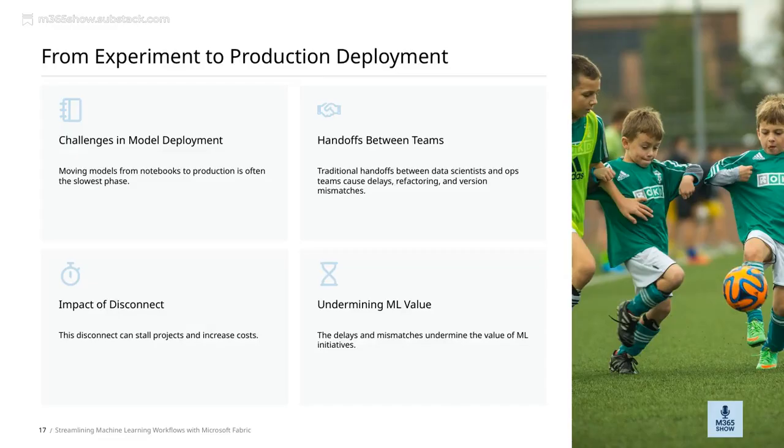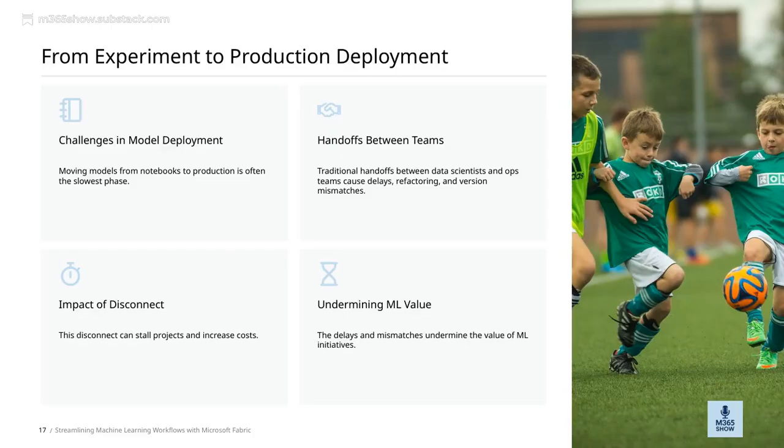Now, let's look at how we can move from experimentation to actual production deployment. This is a critical step in the machine learning lifecycle. As you can see, there are often delays and mismatches that can really undermine the value of our ML initiatives. When things don't align properly, it can stall projects and end up increasing costs.